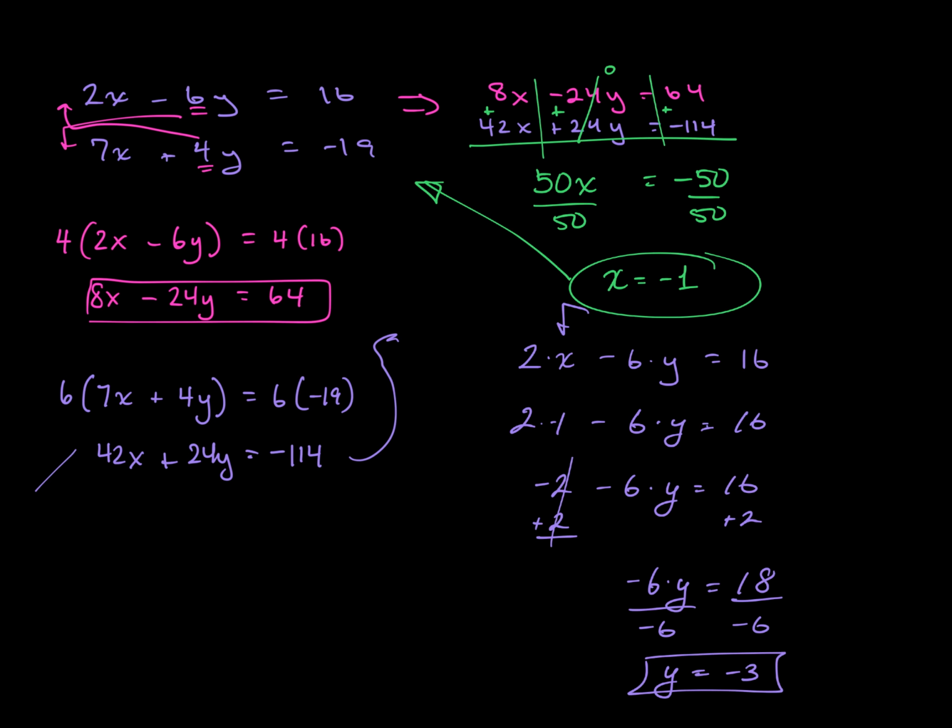And just to point this out one last time, what you were solving for is an intersection point. So this is the coordinate pair of negative 1 comma negative 3. That is where these two lines intersect. So I hope I went through this as quick as I possibly could as a quick little rundown.